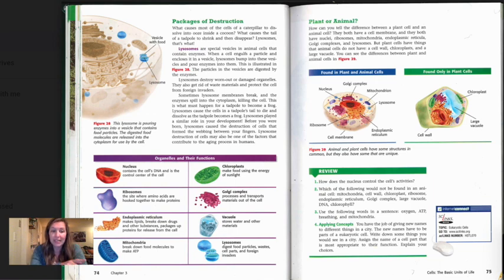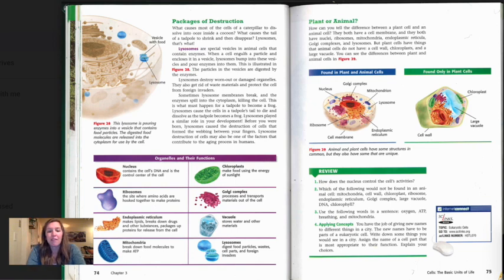So you have the nucleus, which contains the cell's DNA and is a control center of the cell. You have the ribosomes, the site where amino acids are hooked together to make proteins. You have the endoplasmic reticulum, which makes lipids, breaks down drugs and other substances, and packages up proteins for release from the cell. You have the mitochondria, which break down food molecules to make ATP, the powerhouse of the cell.